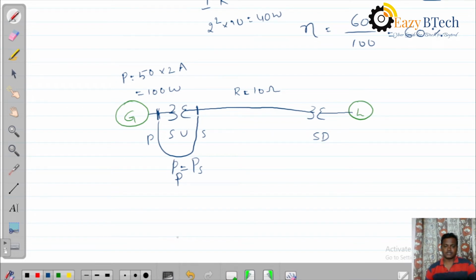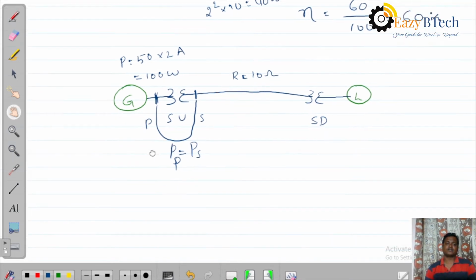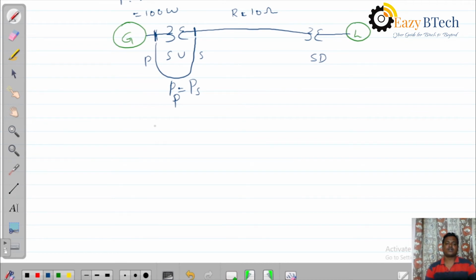Therefore, I am stepping up this voltage from 50 to 200. Now the secondary voltage is 200 volts. Then what about the current in the secondary? It is reduced to 0.5 amp. Now the current flowing through the transmission line is 0.5 amperes. Now calculate the losses. Here I square R, it is 0.5 square into 10. You get 0.25 into 10, you get 2.5 watts.